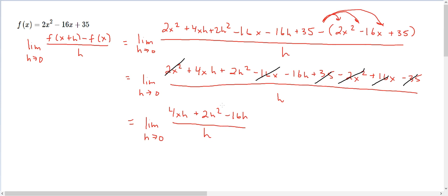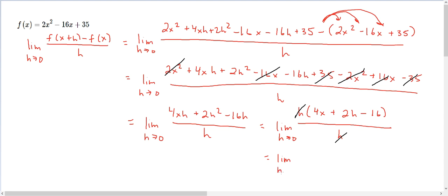So the way we can do that is out of this numerator, you can notice that all of these terms have an h in them. If we can factor out that h, we can cancel it with the denominator, and then we can just substitute in our h without a denominator, and we won't have to worry about anything. So let's go ahead and do that. If we factor out an h out of our numerator, we get h times 4x plus 2h minus 16, and then this is all going to be over h. Now we can easily cancel out these h's. So this h goes away, this h goes away, and we're left with the limit as h approaches 0 of 4x plus 2h minus 16.